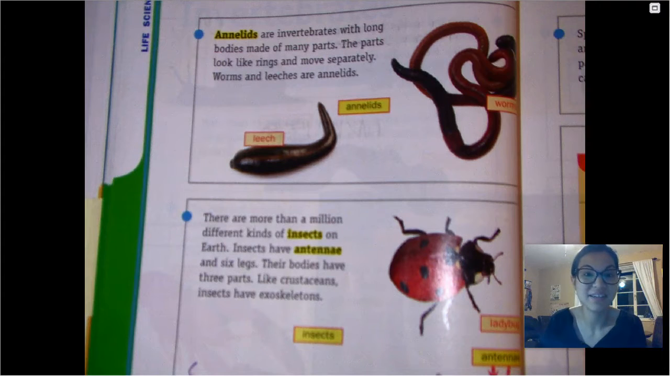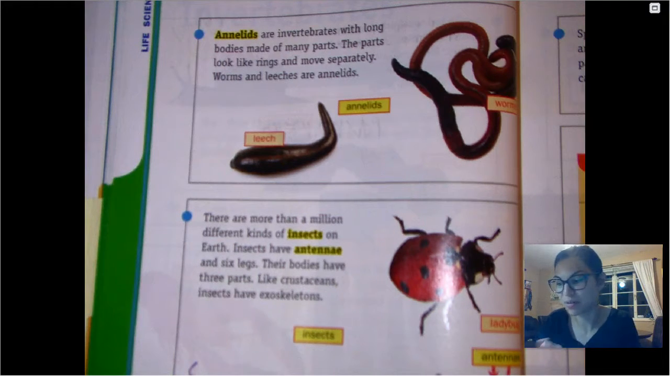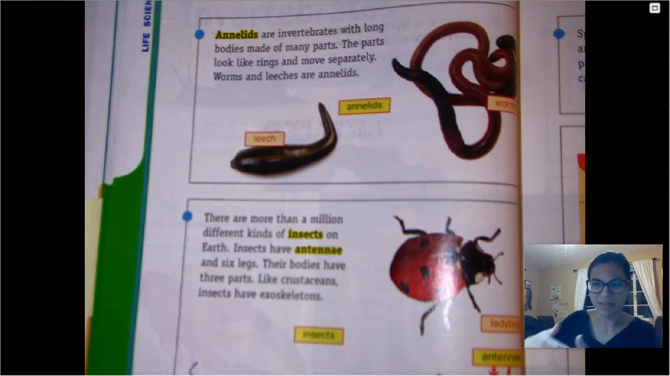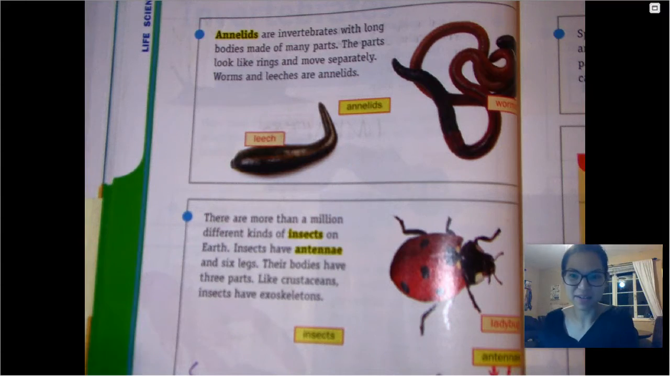So those rings that the reading was talking about are how they move. So kind of like a slinky, okay? If you've ever seen a worm move, I always think of it like a slinky, kind of manipulating that. All right, so annelids, another type of invertebrate, have long bodies, and they move with those rings separately, and then they come together and they move back and then come back together, okay?